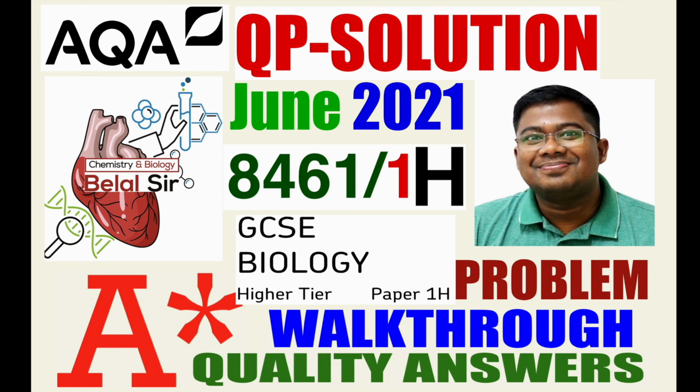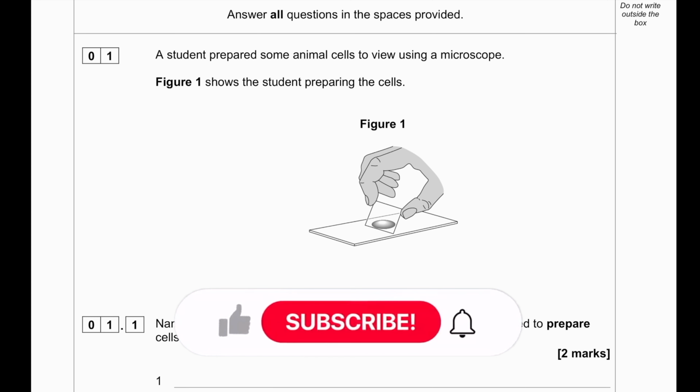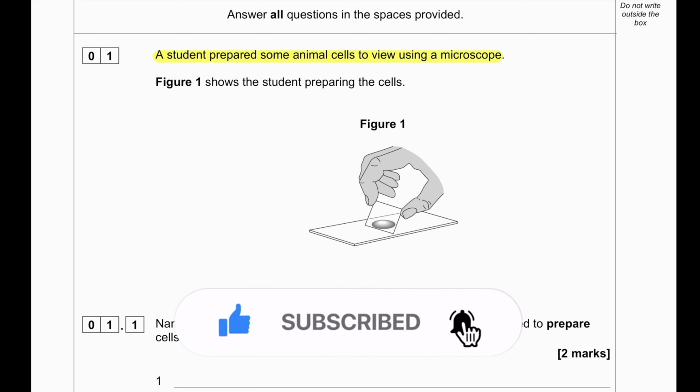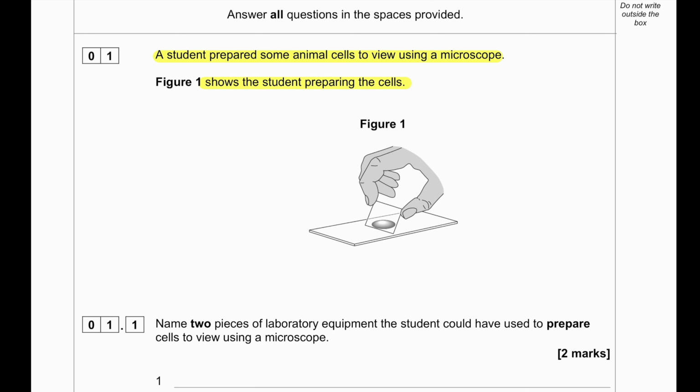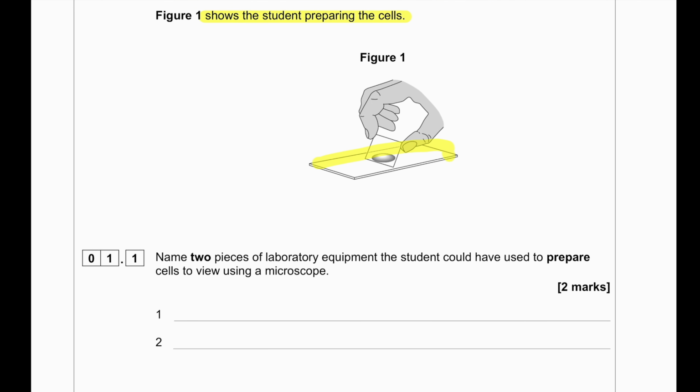Hi everyone, today we're going to be solving the AQA GCSE Biology Higher Tier Paper 1H June 2021 question paper. The first question is about microscope. A student prepared some animal cells to view using a microscope. Figure 1 shows the student preparing the cells. We can see the microscope slide where the student is placing a cover slip on a sample.